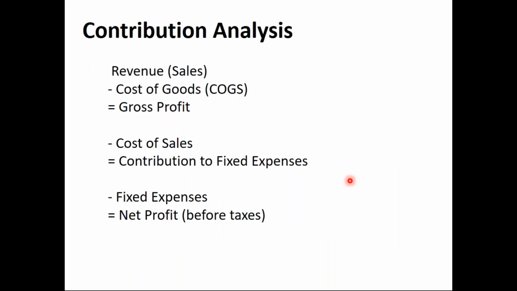So this is what a contribution analysis looks like. It's pretty simple. You have your revenue or your sales, that's your top line. Take off your cost of goods, or COGS, cost of goods sold, and you get a gross profit. You take off your cost of sales, I'll get into detail about that in a second, and you get your contribution to fixed expenses. Then you take off your fixed expenses and you get your net profit before taxes.